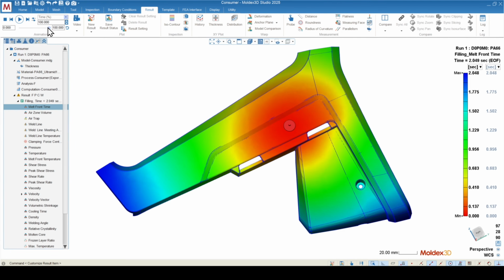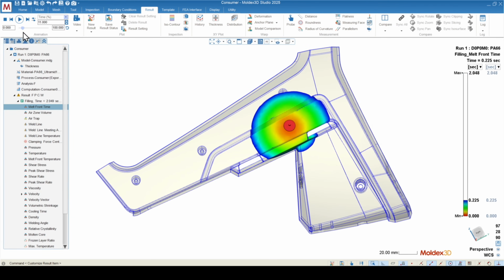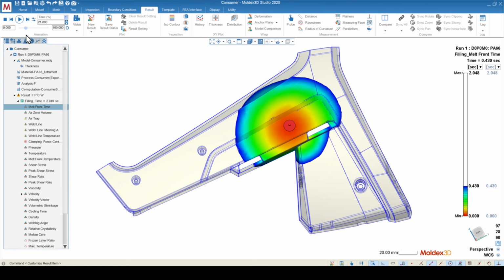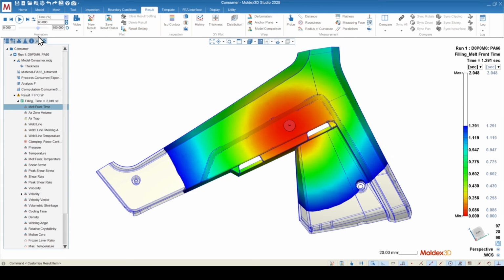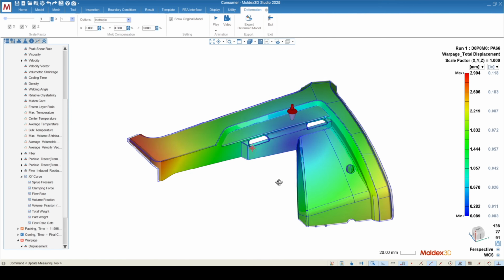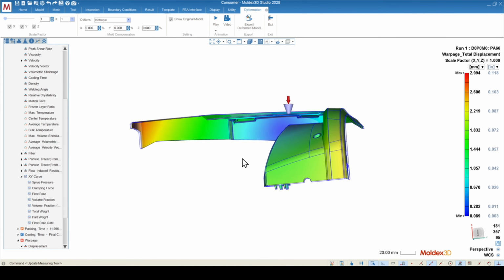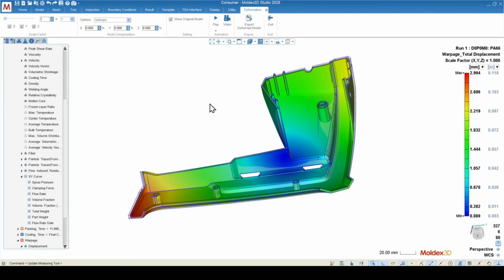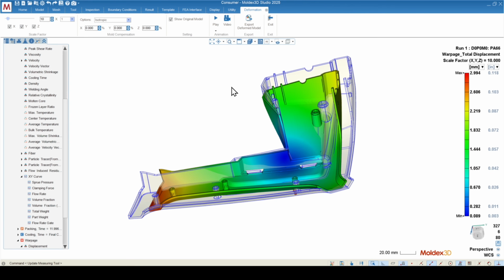Welcome to the Part Designer's Guide to Using Moldex3D, your practical roadmap to designing smarter, manufacturable plastic parts using simulation. I'm Alex Baker, and whether you're new to simulation or looking to integrate Moldex3D into your daily design workflow, this guide will help you move from reactive problem solving to proactive design optimization.